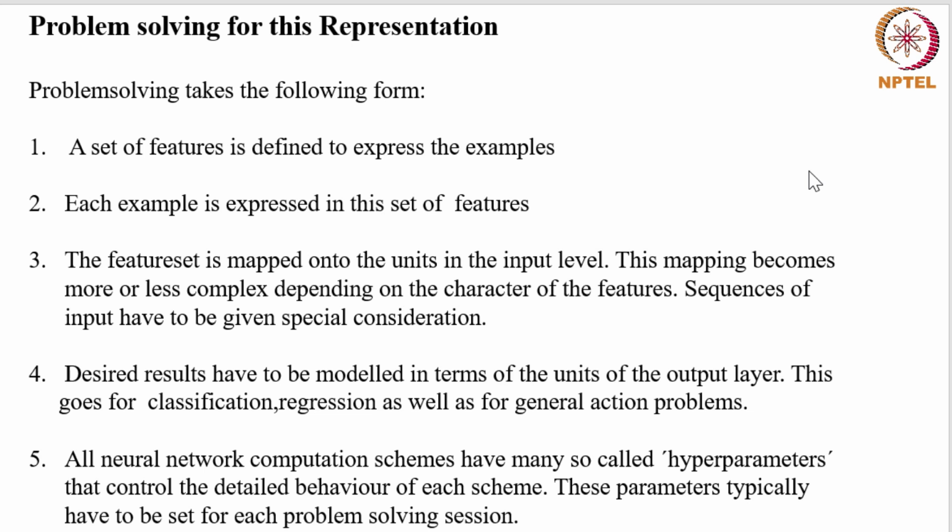Also, all neural network computation schemes have many so-called hyperparameters that control the detailed behavior. Just take an example, selecting exactly which output function you should have in a node. There are many of these internal parameters that guide the artificial neural network machinery that typically need to be adjusted to facilitate the problem at hand.